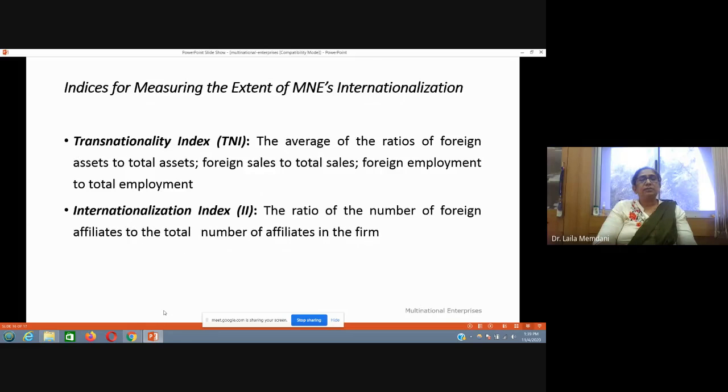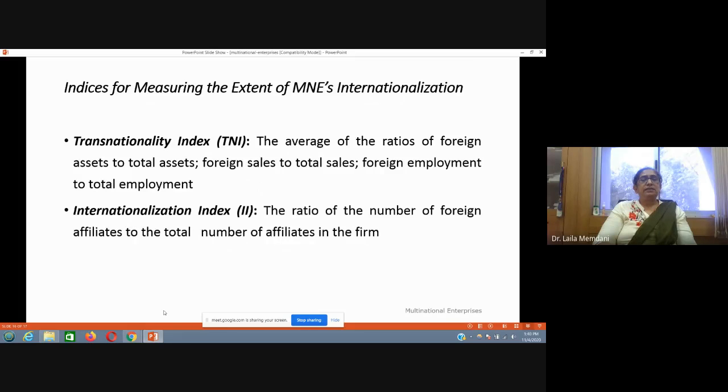Now the question is, how do we measure the extent of multinational enterprises' internationalization? There are broadly two approaches. One is the transnationality index, in short TNI, the average of the ratios of foreign assets to total assets, foreign sales to total sales, and foreign employment to total employment. So what we do is calculate the ratio of foreign assets to total assets, then foreign sales to total sales, foreign employment to total employment, and find their average. And this average will give TNI.